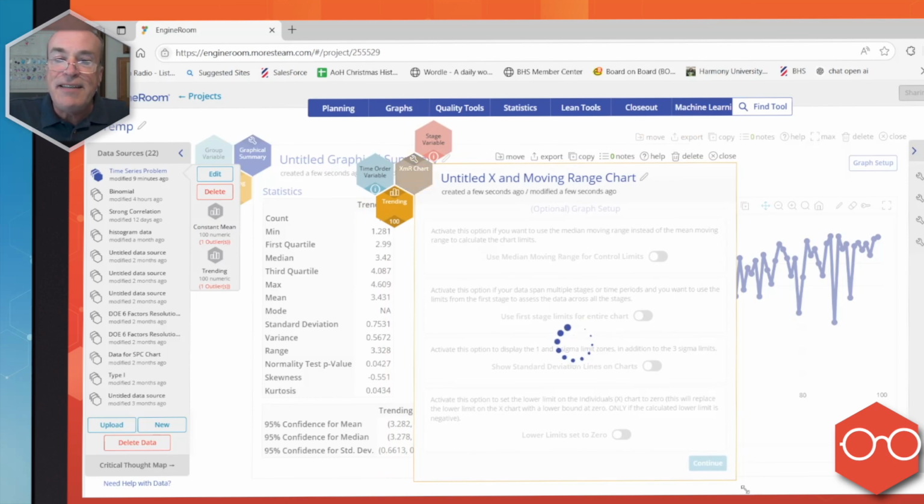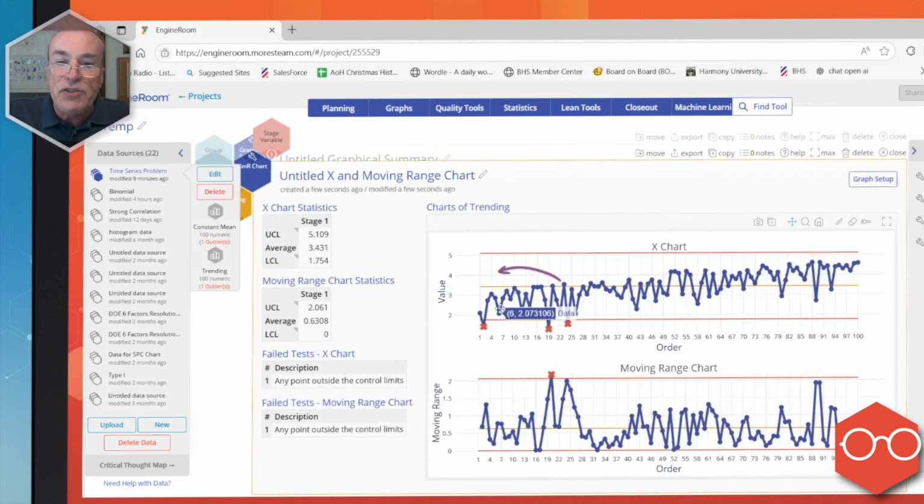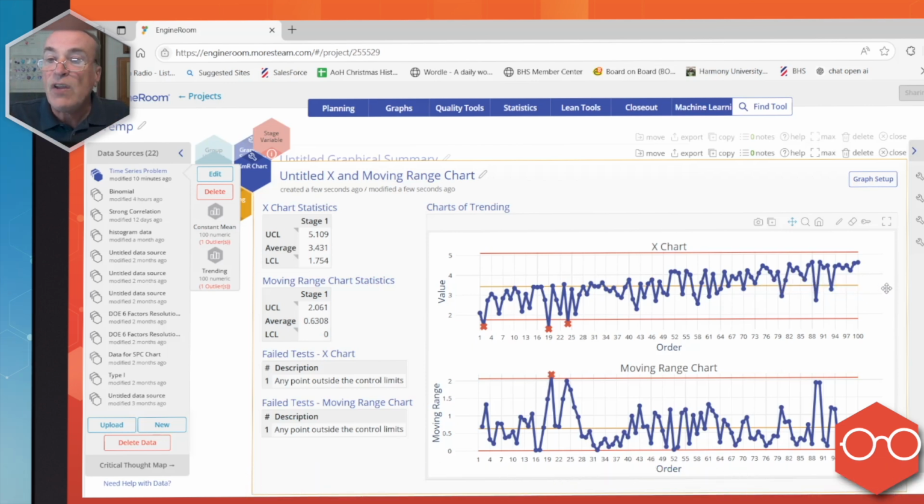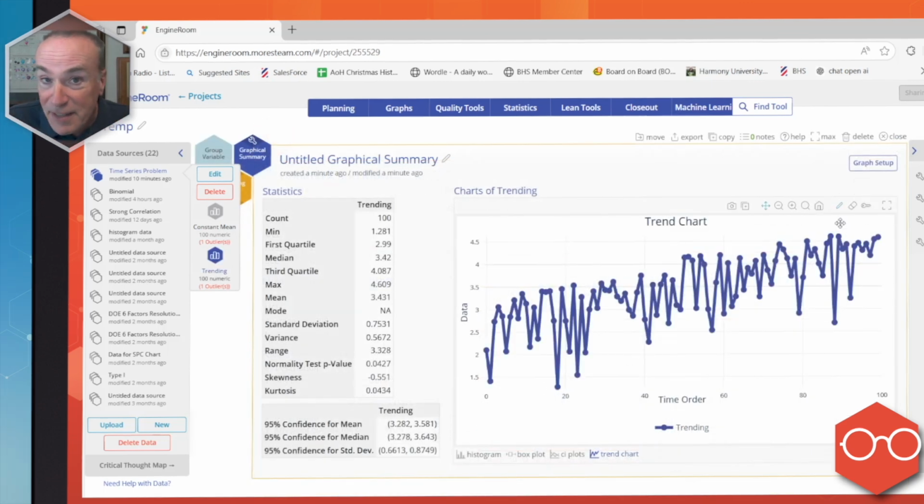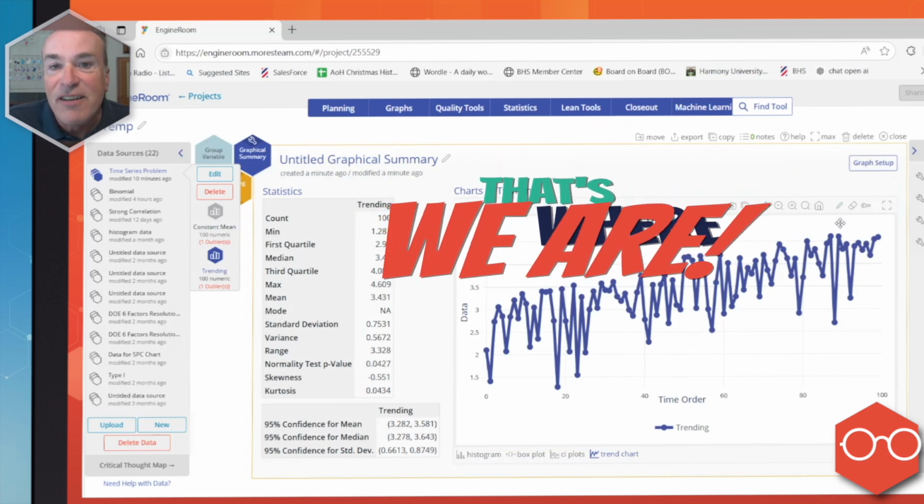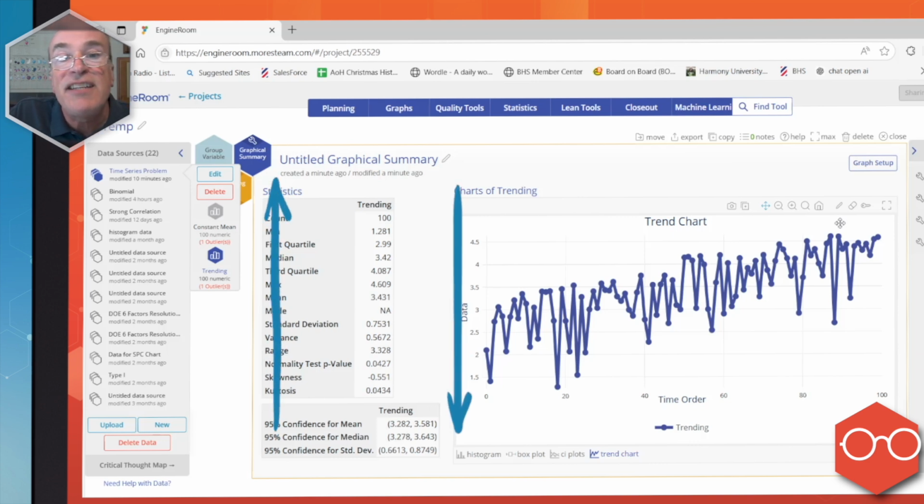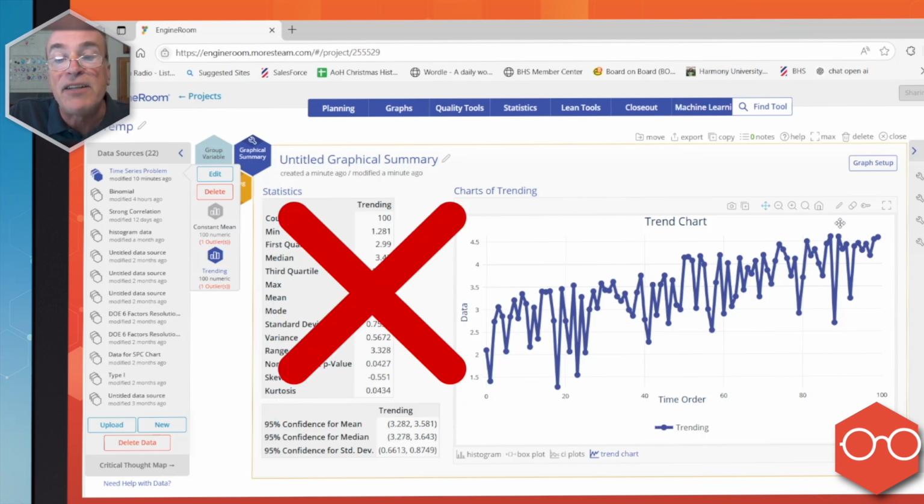And so you can see that our values are mainly below the average at the beginning, then it's close to the average, and then it's above that average line. So it appears that over time, the data is trending slowly upwards. Now, that may be a good thing or a bad thing, depending upon your process, but that's where we are. Now, here's the skinny. All of those statistics on the left-hand side are completely invalid.